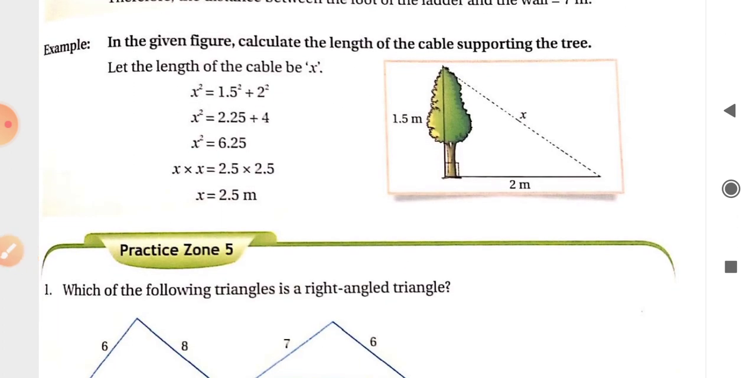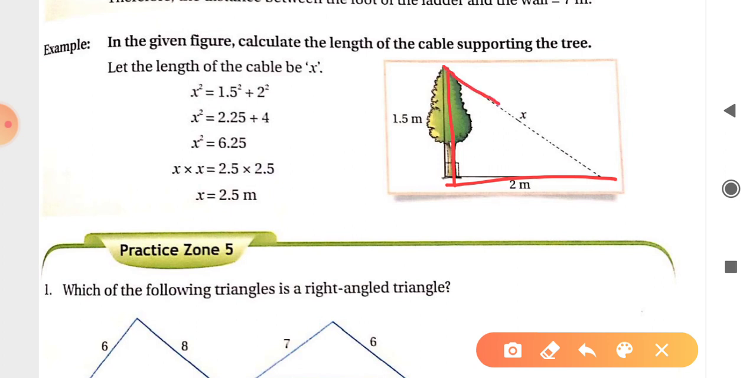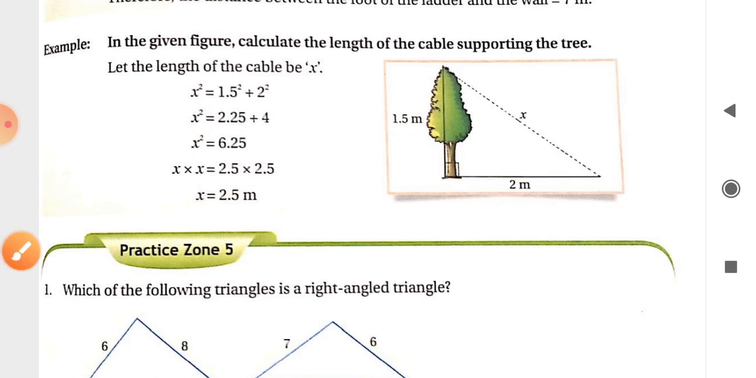Then there is the last example. In the given figure, calculate the length of the cable supporting the tree. This is a tree and this is the ground, and this is the cable that is supporting the tree. So it is x. We are given in the figure that it is x, and it is 1.5 meter and 2 meter. We are given the sides of a right angled triangle, and there is a right angle here.